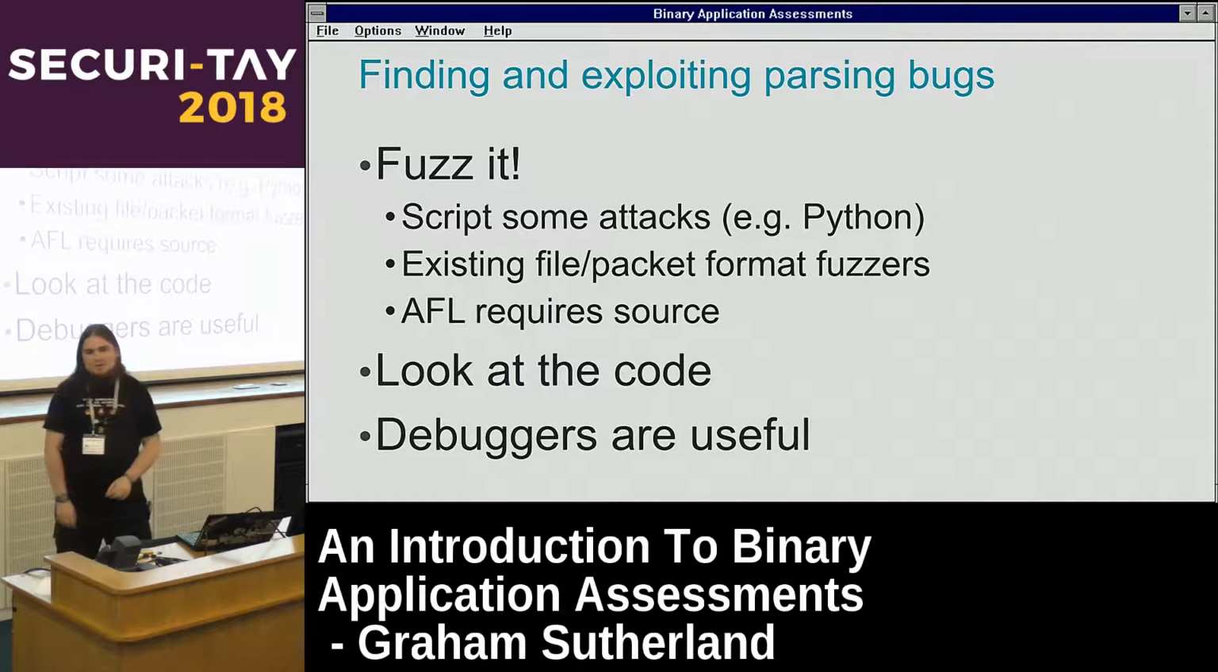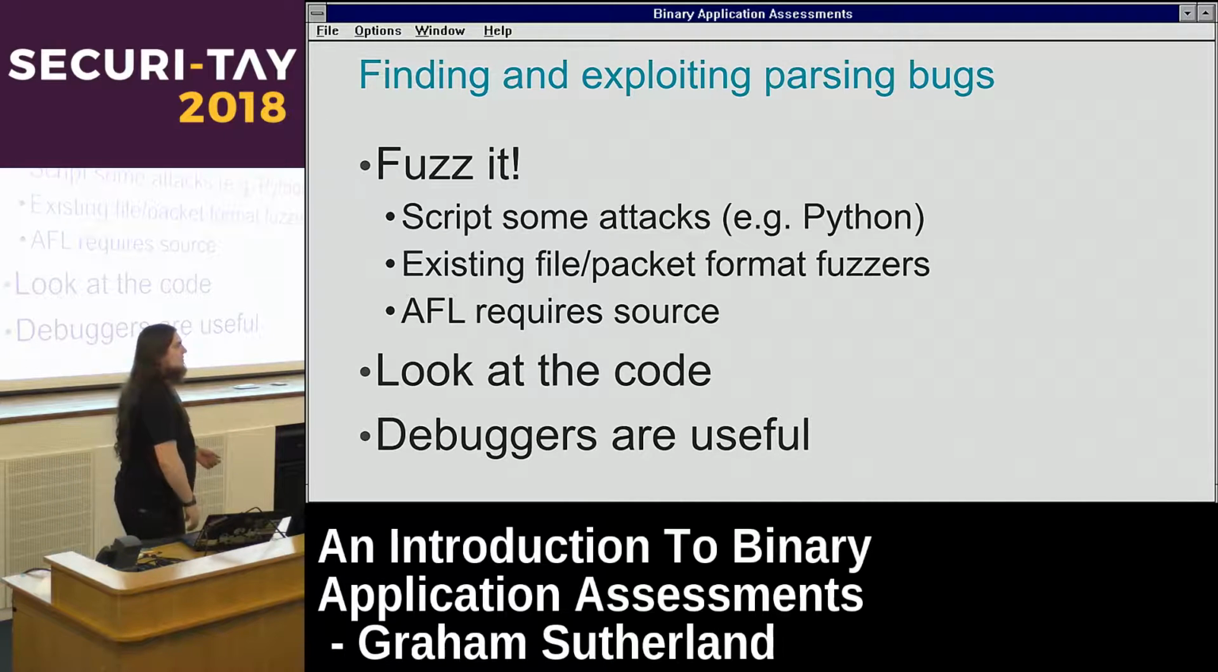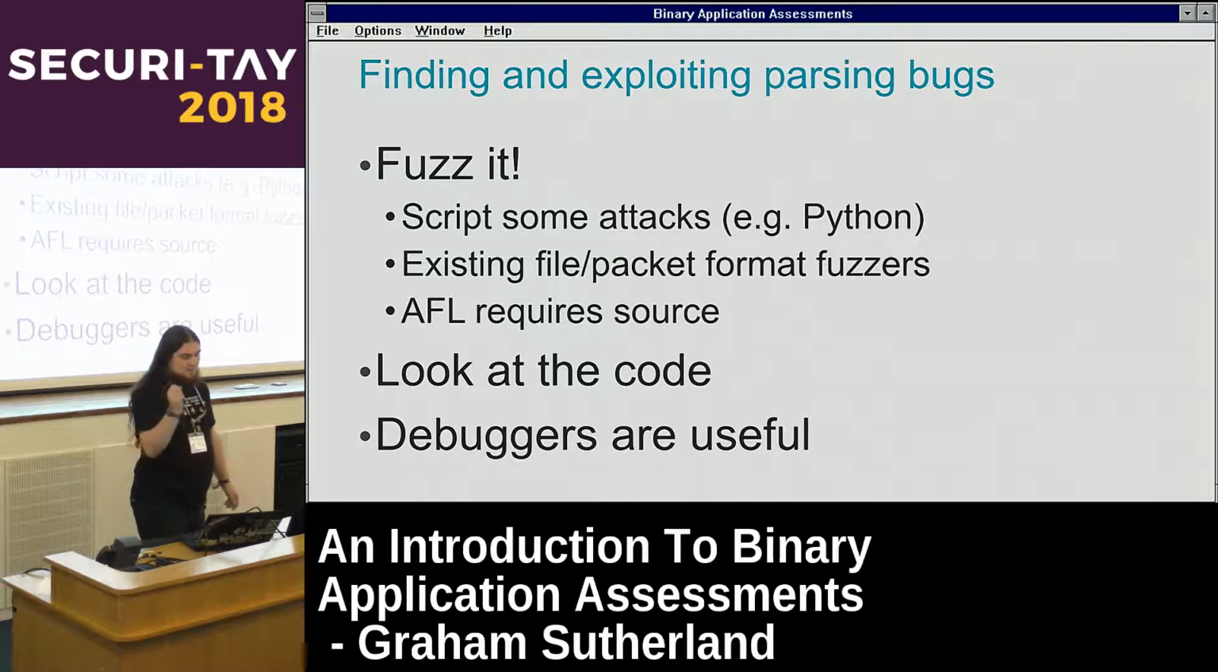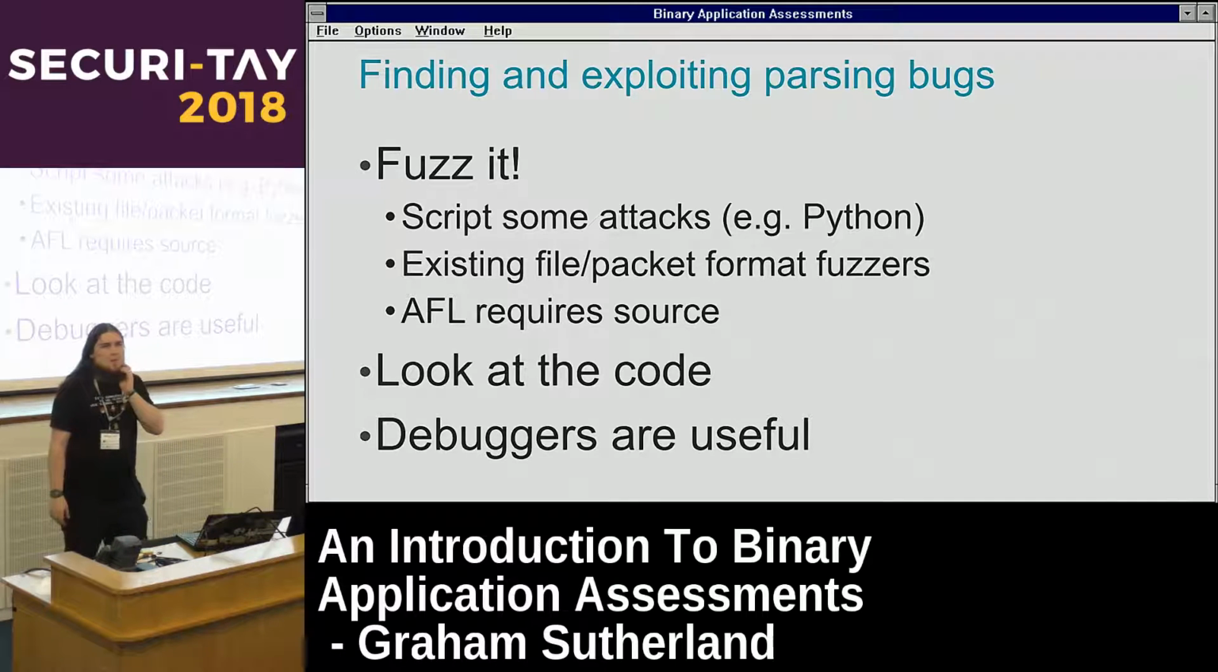Parsing bugs. So, fuzz the parser. If you've got some data that's coming in, for example, it might be JSON, it might be XML. For XML, enjoy hating your life while you're testing it. If it's something weird and binary, script some attacks. Do something with Python. Use some existing file or packet format fuzzers.